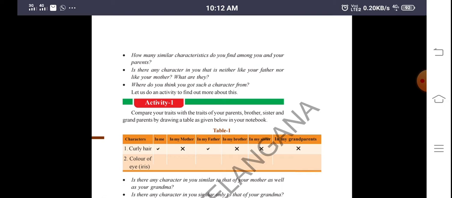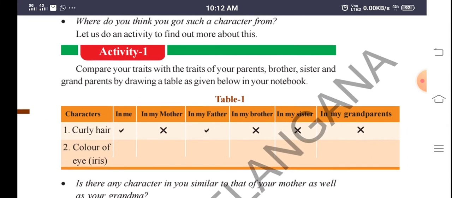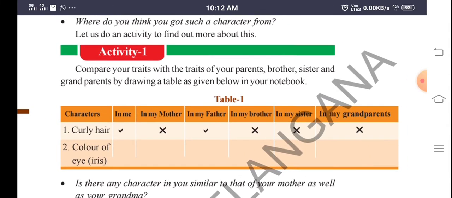These changes occur in you only. So these are called what? Variations. Whatever changes take place from generation to generation are called variations. They have given a box here, an activity: compare your traits with the traits of your parents, brother, sister and grandparents by drawing a table in your notebook. Take color of hair and color of iris particularly, for you, mother, father, brother, sister and grandpa.